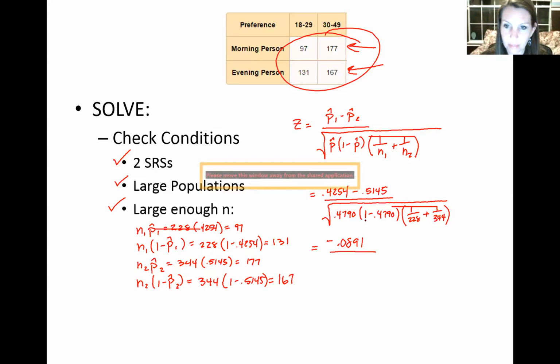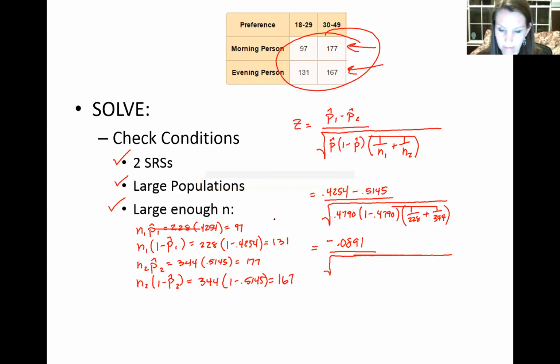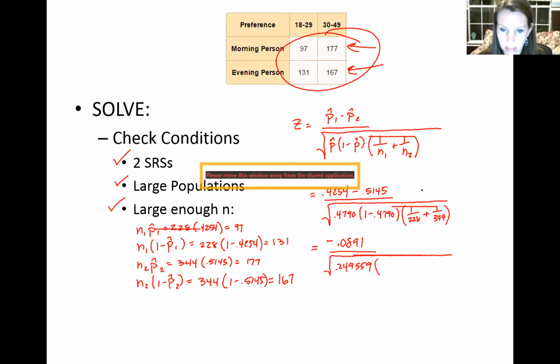Okay, now for my denominator, I'm going to do this in parts so that we have some intermediate calculations thrown up here in case you're doing it along with me. So I'm going to start with this first part, the 0.4790 times 1 minus 0.4790. So multiply those and I get 0.249559. All right, now I have this other part over here, the 1 over 228 and the 1 over 344.